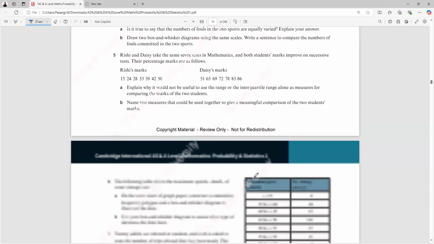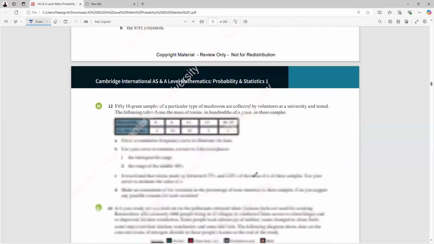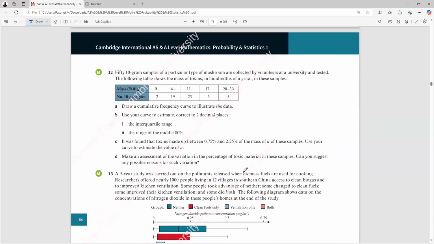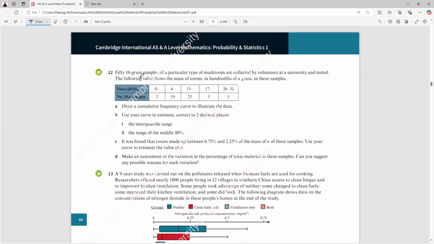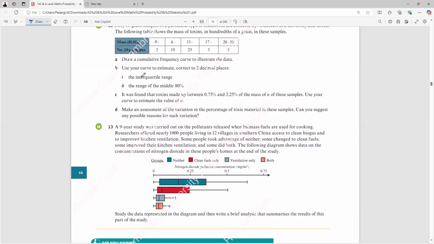Okay, now on this exercise, shall we do only the 12th and the 13th question?